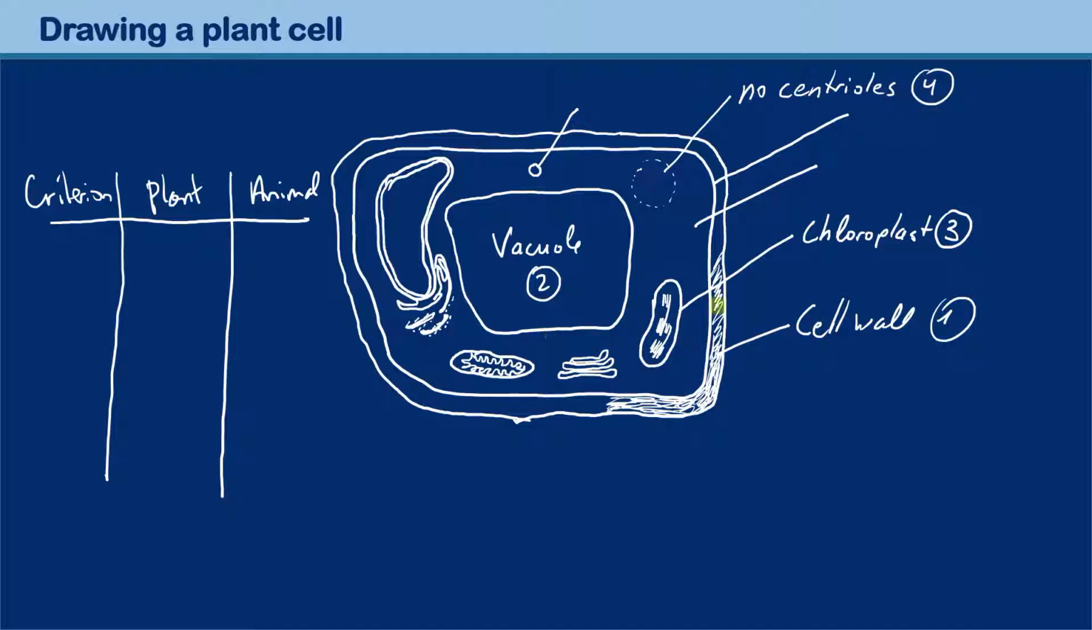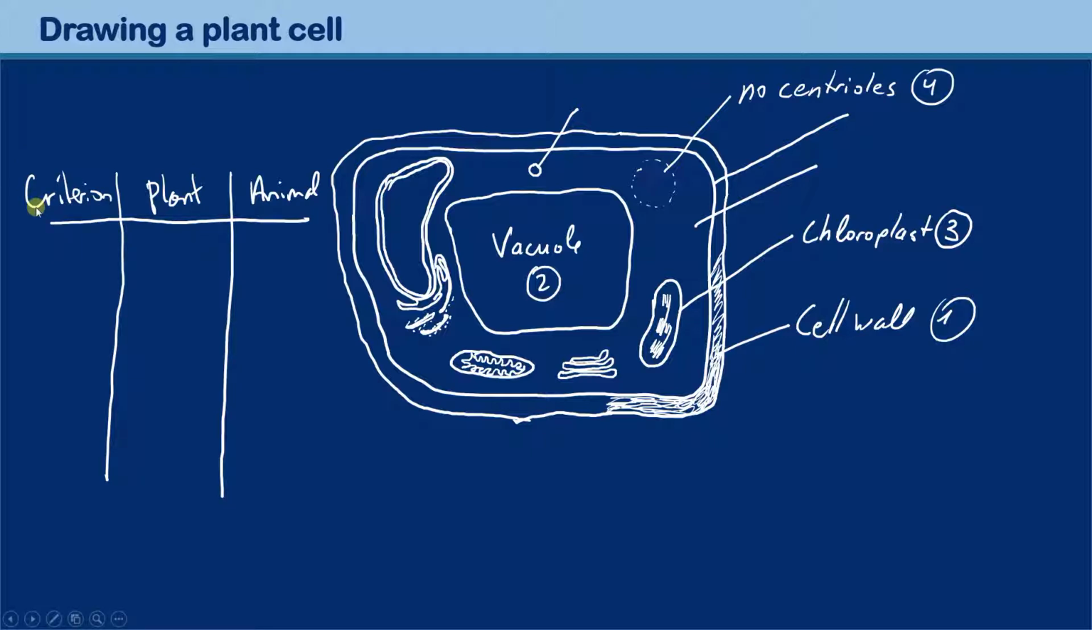I personally would say that the presence of a cell wall, of a large central vacuole, and of chloroplasts are definitely the important ones. And for comparison, I would like to ask you to please also make a comparison table. But do not forget that at the beginning of a comparison table, here in the first column rather, you always have some kind of a comparing criterion.